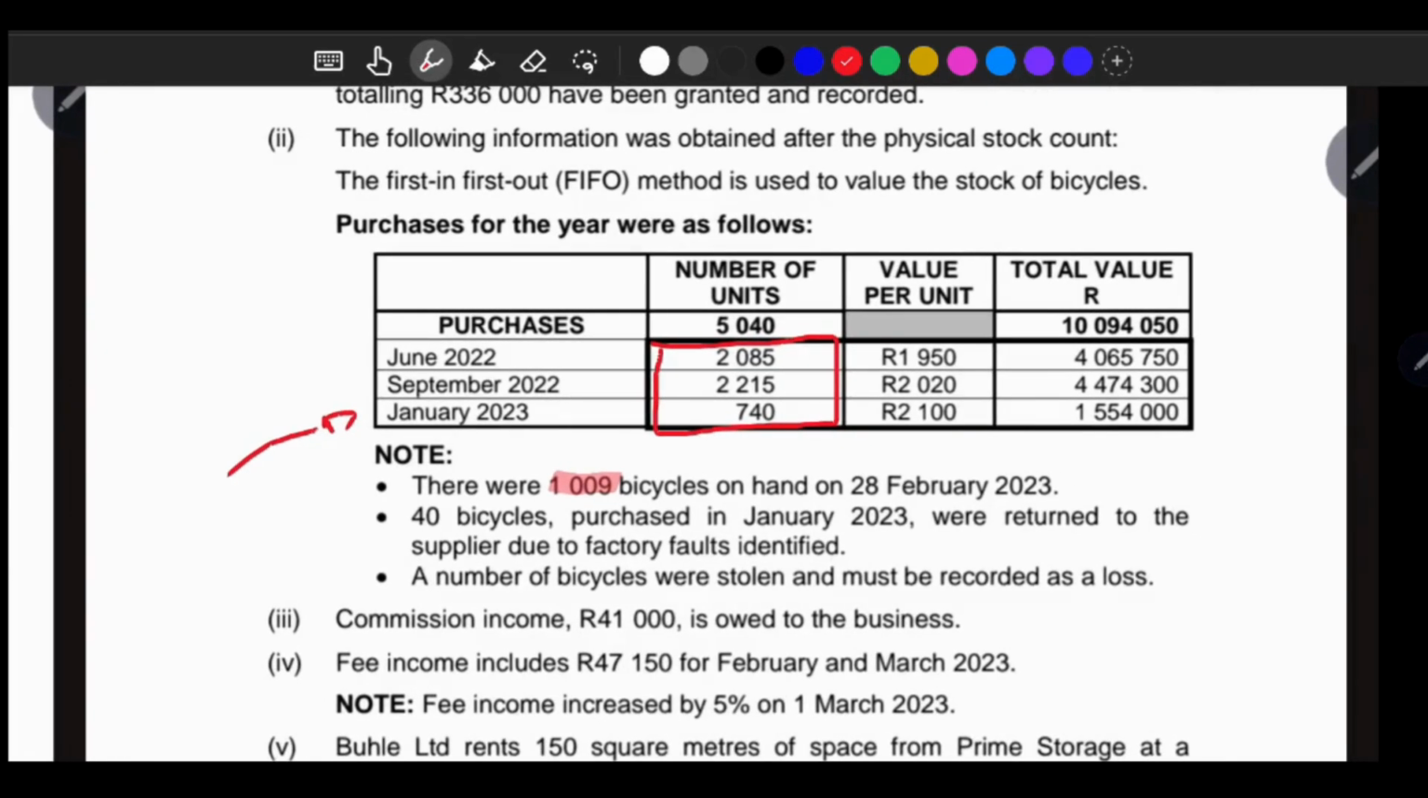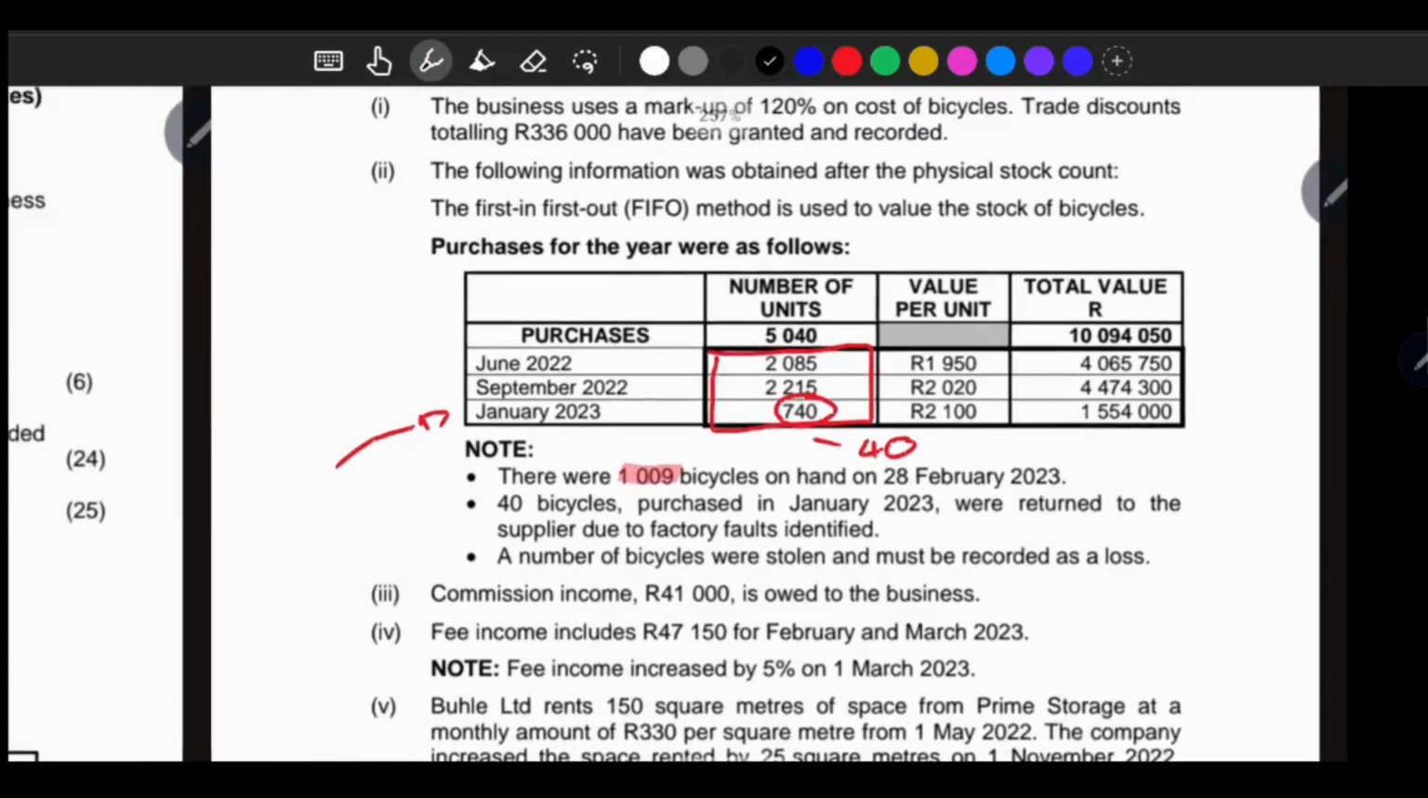40 bicycles purchased in January 2023 were returned to the supplier due to factory faults identified. So part of that 740, you have to subtract 40 bicycles, and then that's the amount that we still have from that order. And then the last part there says a number of bicycles were stolen and must be recorded as a loss, right? So we have our information. Now let's go on to the question.